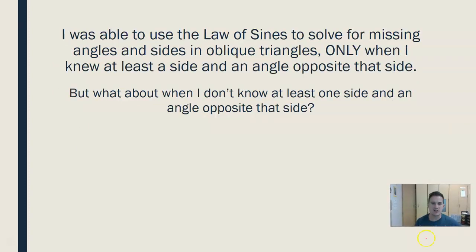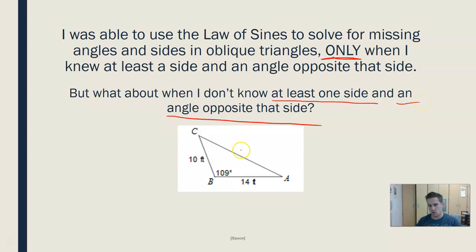So in the last video, we talked about the law of sines, and we were able to use the law of sines to solve for missing angles and sides in oblique triangles only when I knew at least a side and an angle opposite that side, because that's what the law of sines is. It's a ratio between a side and the sine of the angle opposite that side. But what about when I don't know at least one side and an angle opposite that side? What do I do?